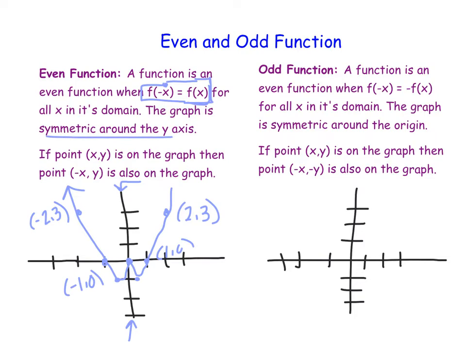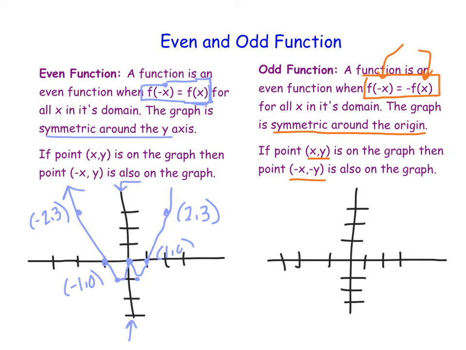Now the odd function, on the other hand, is a function that is symmetric around the origin. We test for this by seeing if f of negative x is equal to negative f of x. Essentially on this side we have a horizontal reflection, and on this side we have a vertical reflection. We're checking to see if for every point x, y on the graph, the point negative x, negative y is also on the graph.